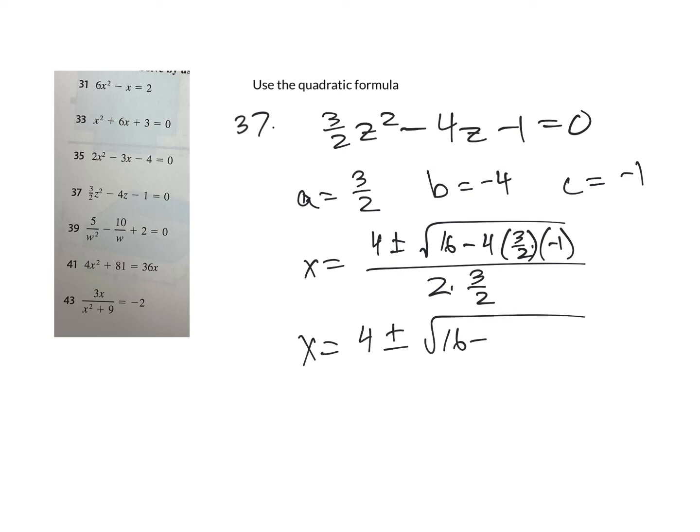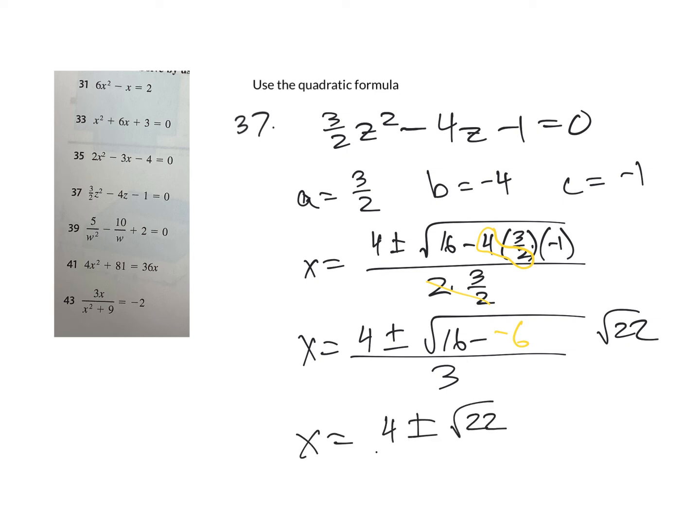All right, so x equals 4 plus or minus the radical here. We have 16 minus. So you should notice that the 4 and the 2 will reduce. 4 over 2, that's 2. So 2 times 3 is 6, times negative 1 is negative 6. And the 2's in the denominator will reduce out to 1's, leaving just a 3. And under the radical here, we have the square root of 22. So x is equal to 4 plus or minus square root of 22 over 3. The square root of 22 doesn't simplify any further.